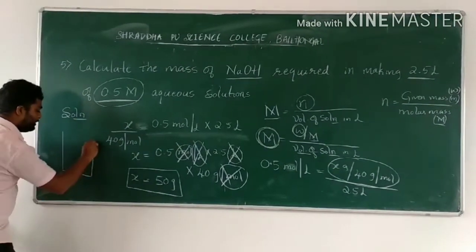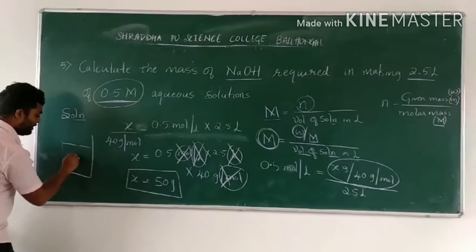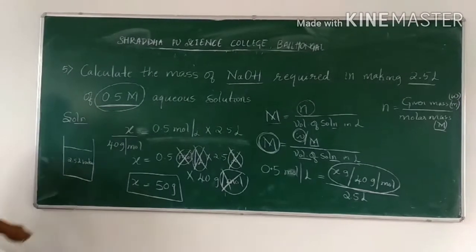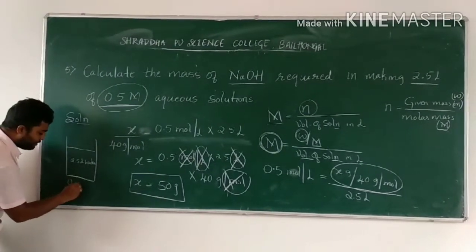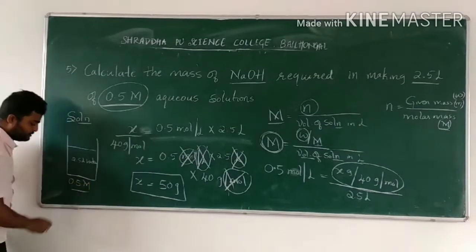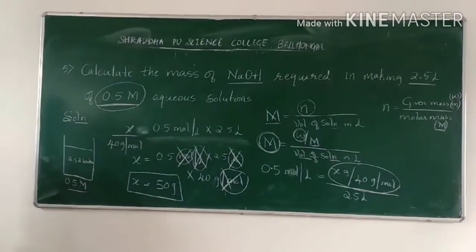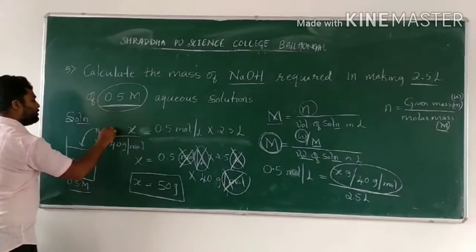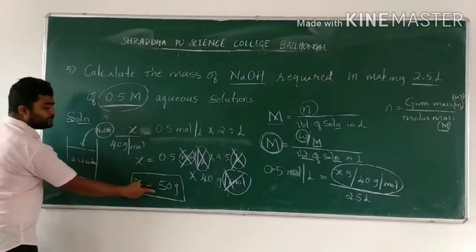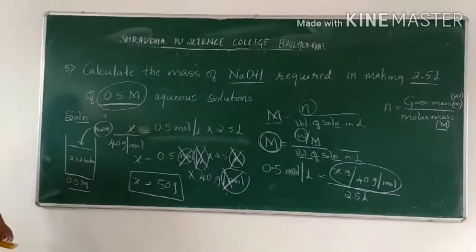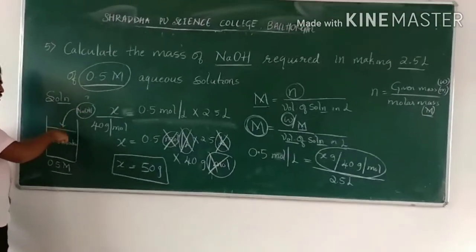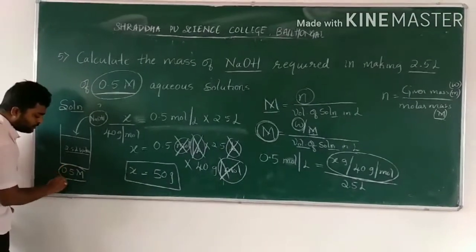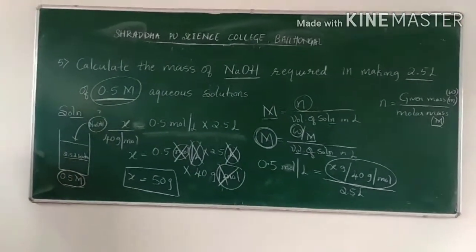They are saying in a beaker they have taken 2.5 liters of water, and they want the molarity of the solution to be 0.5 m. How much NaOH must I add? And the answer is 50 grams. So that means when you add 50 grams of NaOH to 2.5 liters of water, the resulting concentration of the solution is 0.5 m.